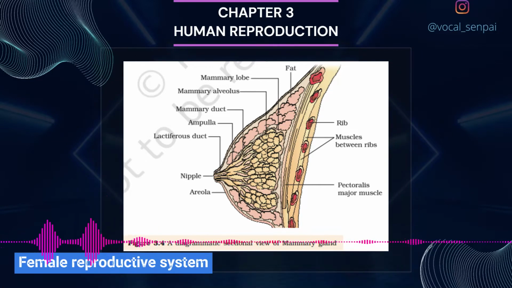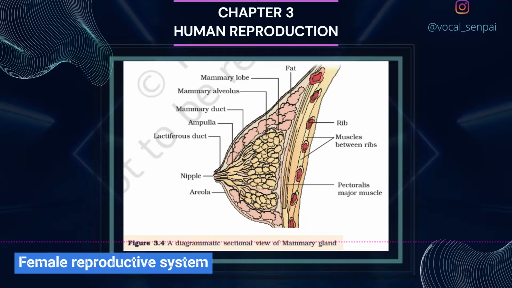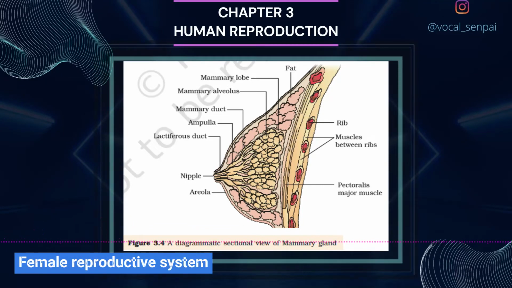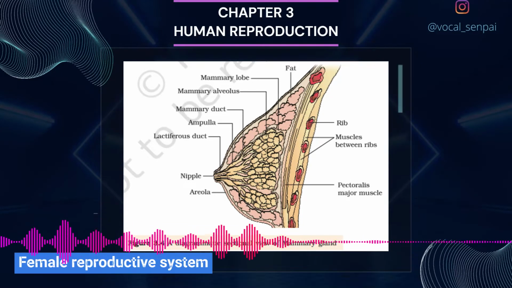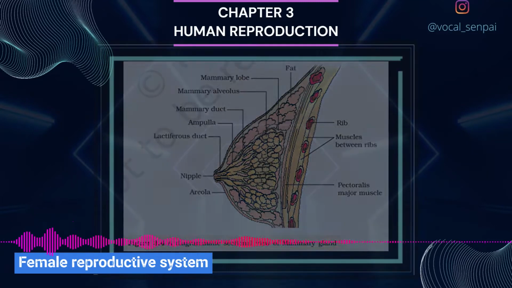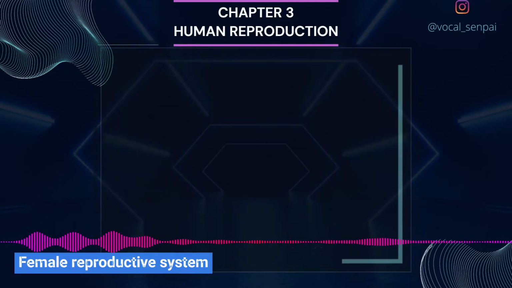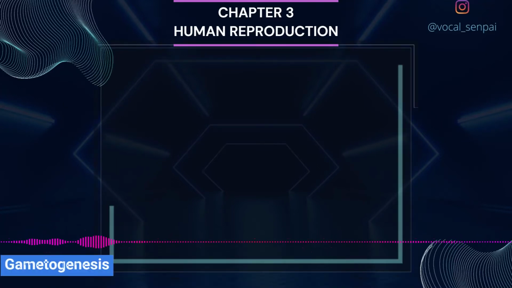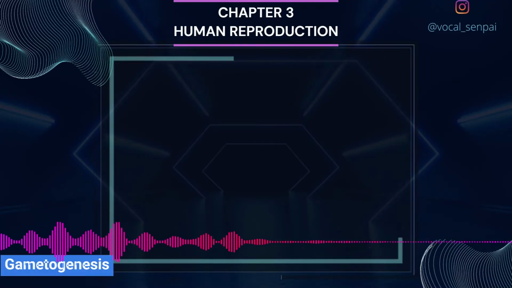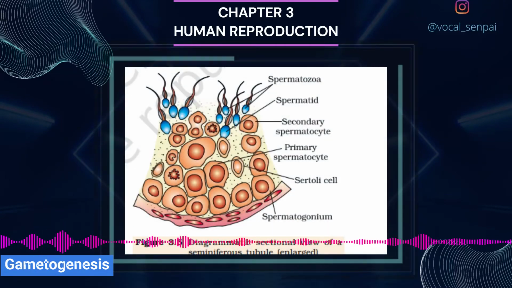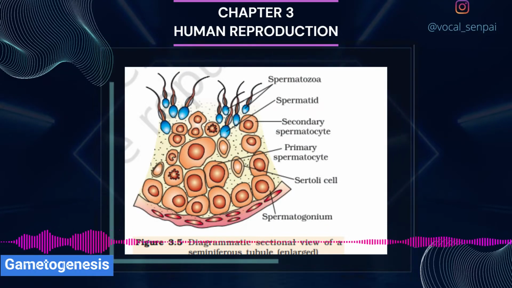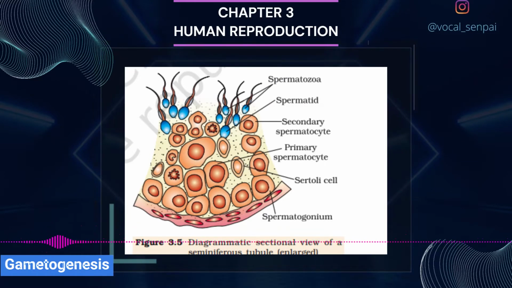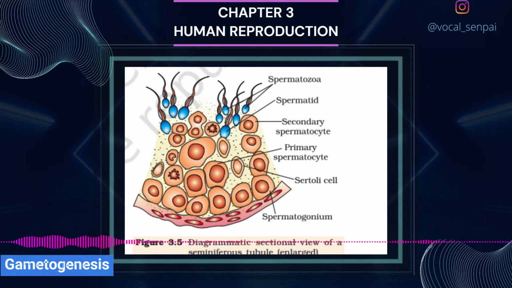The alveoli open into mammary tubules. The tubules of each lobe join to form a mammary duct. Several mammary ducts join to form a wider mammary ampulla which is connected to lactiferous duct through which milk is sucked out. Gametogenesis. The primary sex organs, the testis in the males and the ovaries in the females, produce gametes, i.e. sperms and ovum respectively, by the process called gametogenesis.